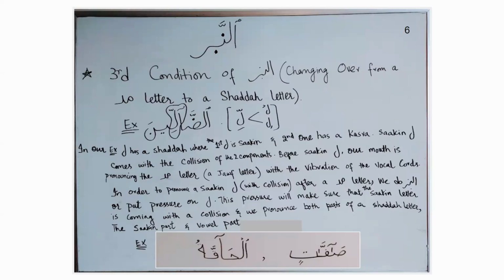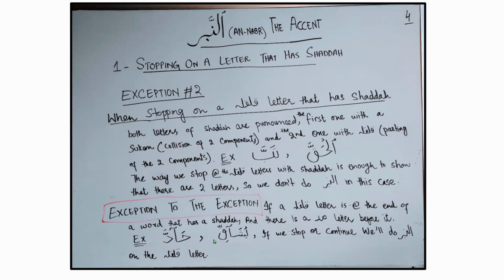And exactly this ruling is applied to this exception of nabr that we have discussed in the first circumstance when we are choosing to stop on a qalqala letter that has a shadda. So this exception to the exception comes under the third circumstance of nabr because here the mad letter is followed by a shadda letter and we need to make an accent or raise our voice slightly at the end of the mad letter to make sure that we pronounce both parts of the shadda letter. Because if we do not do Nabr here, in case of continuation, this word will sound like this.